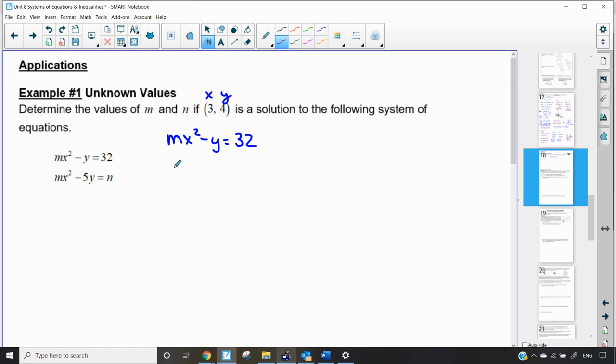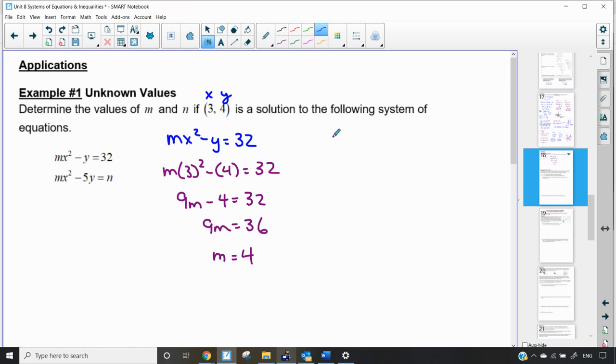So substituting in, I'm going to have m times 3 squared minus 4 equals 32. Simplifying, that gives me 9m minus 4 is 32. Rearranging my equation, I'm going to have 9m equals 36, so I'm adding 4 to both sides. And then dividing both sides by 9, I'm going to have m equals 4. Now I can take that information and sub it into the next equation, which is mx squared minus 5y equals n.